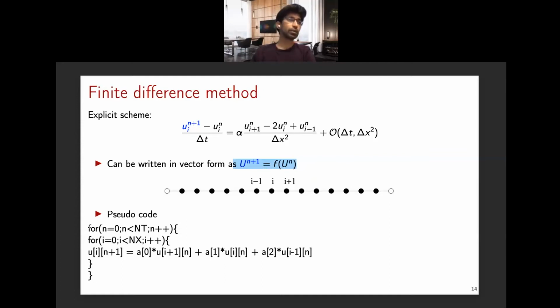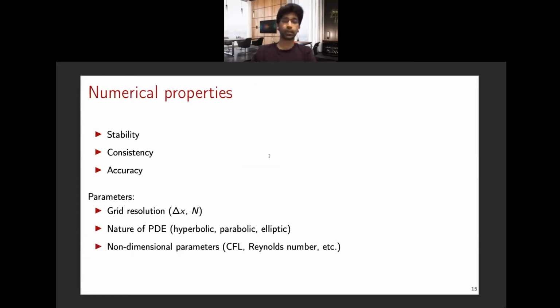I've given a simple pseudo code to perform these computations. You have a time loop which starts from the 0th time step and goes until the last time step, nt. And you also iterate over all the grid points, so you start from 0 and the next. And this is the update equation that we would obtain by rearranging the terms in the above equation.